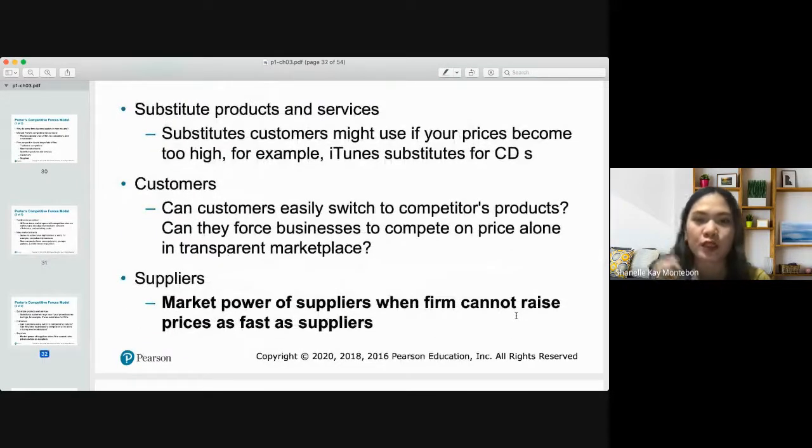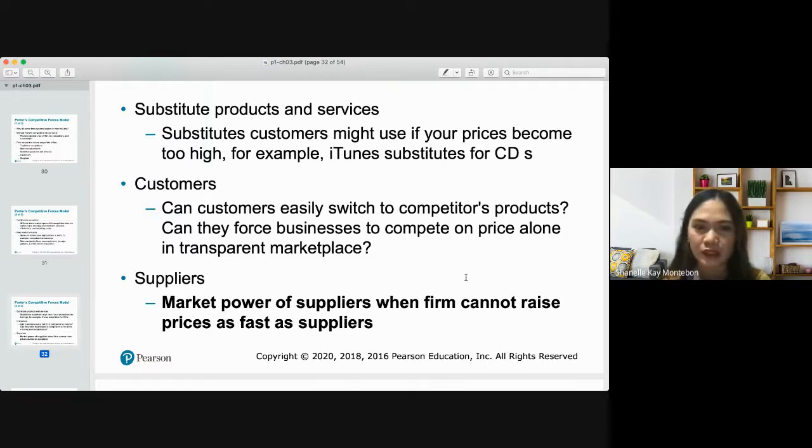Third is substitute products and services. These are substitutes customers might use if your prices become too high. For example, iTunes substitutes for CDs. Before, we would just rent CDs at Video City or from the stores. Now, we can watch movies or listen to music on our phones or on our TVs. So this is the substitute products and services for these old school technologies.